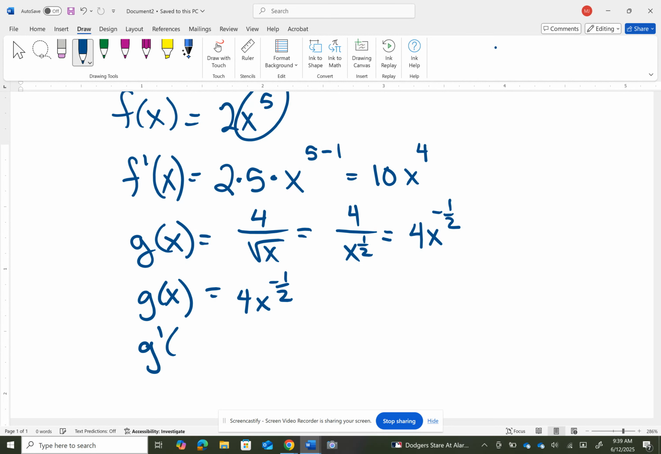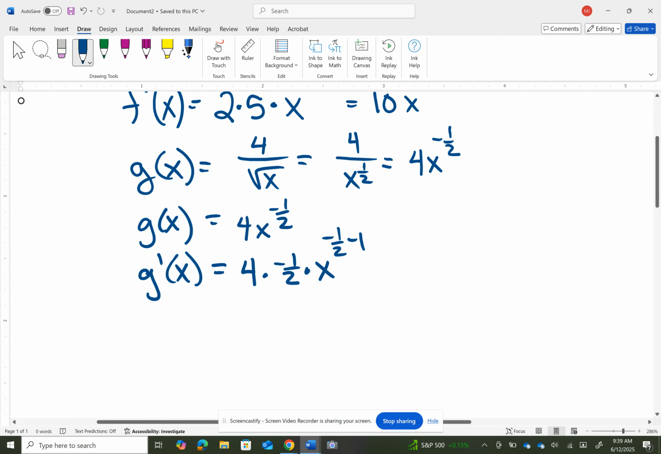So to do the derivative of g, the constant can just be carried along. Then we're going to multiply by negative 1/2, then take the x to the negative 1/2 and subtract 1 from the exponent. Then we're going to work on simplifying this a little bit. The 4 times the negative 1/2 would be negative 2. Negative 1/2 minus 1 is negative 1/2 minus 2 over 2, so that'll be negative 3/2.